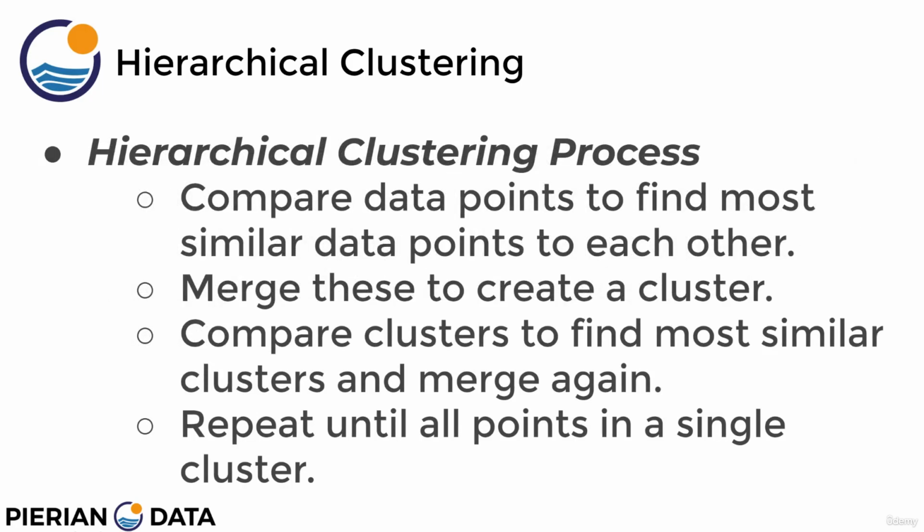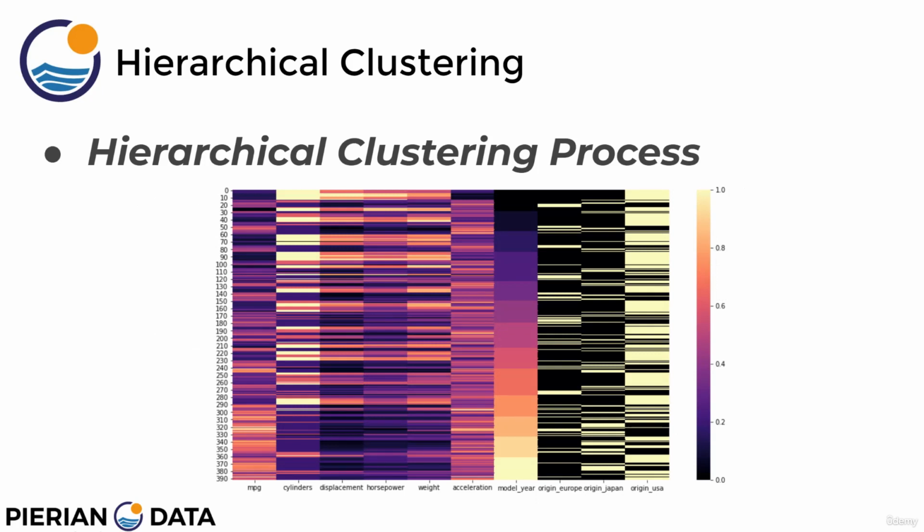Now, for the hierarchical clustering process, mathematically speaking, it's actually quite simple. All we're doing is we're going to compare data points to find the most similar data points to each other. Then we simply merge those to create a cluster. Then, now that we have clusters, we compare clusters to find the most similar clusters and merge those again. And we keep repeating this until all points belong to a single cluster. And we're going to keep track of each of these steps in order to create that tree, showing all the potential clusters. So for example, here we have the MPG dataset, or miles per gallon dataset, where we have a bunch of features for a bunch of cars.